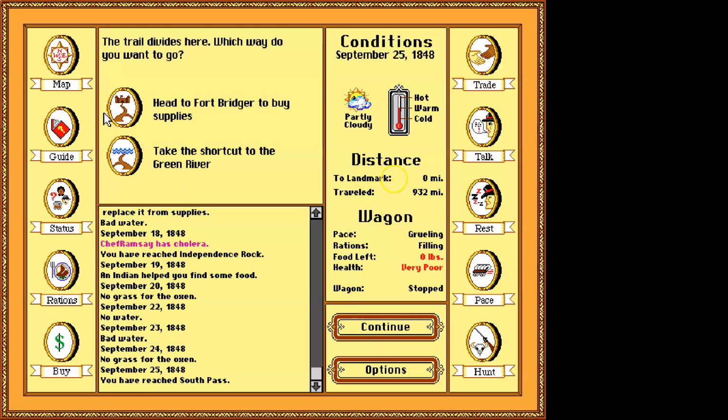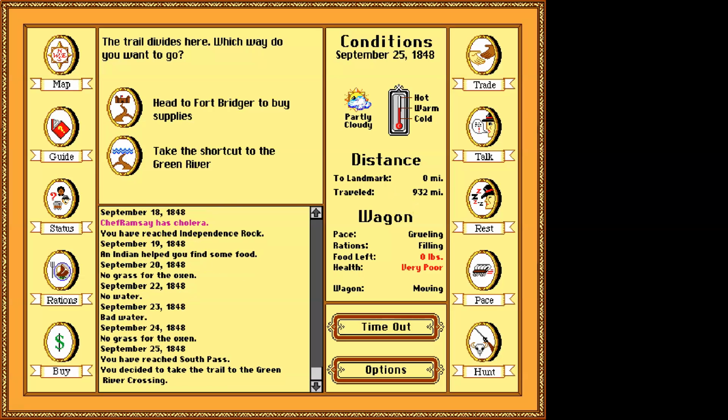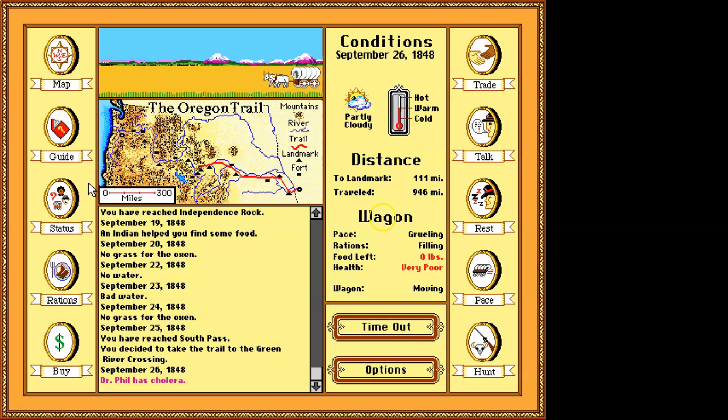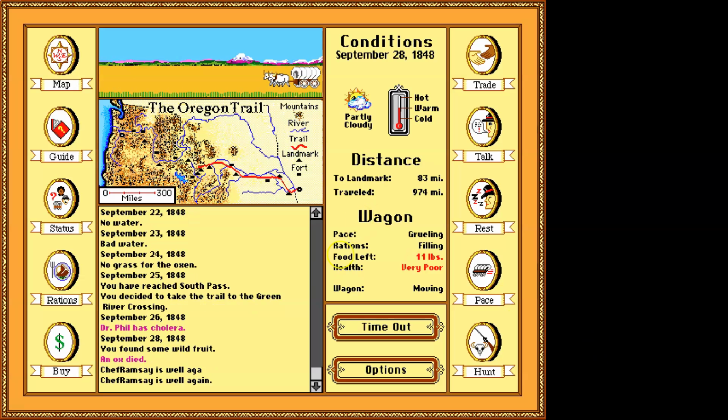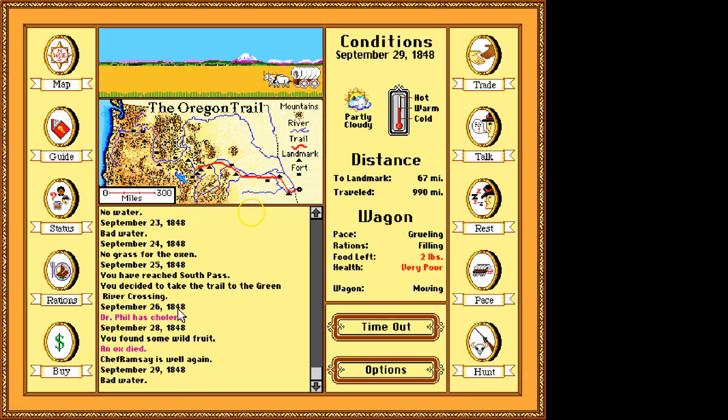I'm taking the shortcut to the Green River. Like I said, living dangerously is my thing. Danger is my middle name. Dr. Phil has cholera. I thought he already had cholera. Or something. Oh, he had dysentery. He had dysentery, now he has cholera. You think being a doctor, he could kind of fend this stuff off. An ox died. Chef Ramsay is well again. I guess, I don't even know what he had. Bad water.